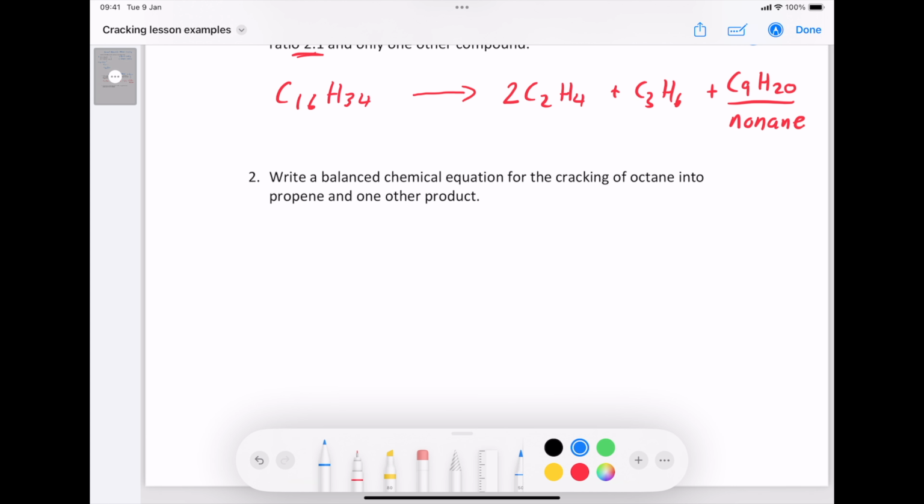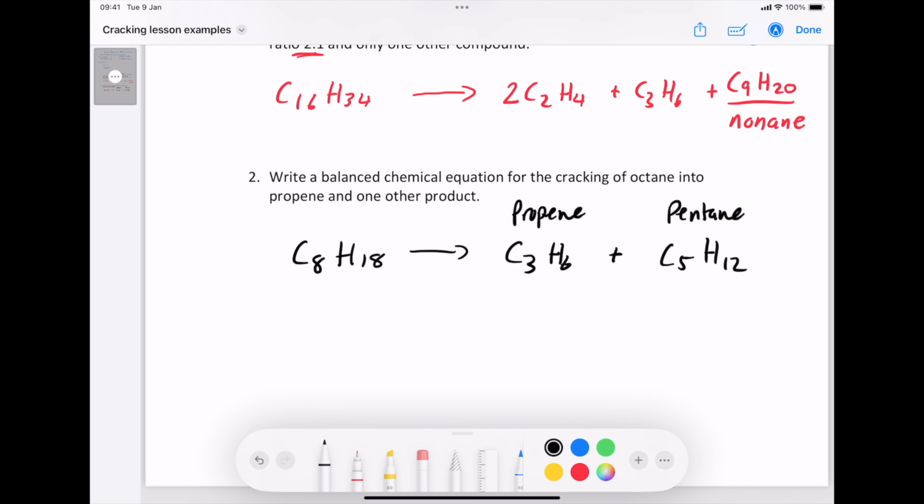Write a balanced equation for the cracking of octane into propene and one other product. Octane is an 8-carbon alkane, so C8H18. And we can see we're making propene again, plus whatever's left. Well, 8 take away 3 is 5, and then 18 take away 6 is 12. And I can immediately see that is an alkane, which is 5 carbons, so that's pentane, C5H12, and this one is propene. So cracking is where you take a long chain alkane and break it down into smaller alkenes and alkanes, which are more commercially useful.